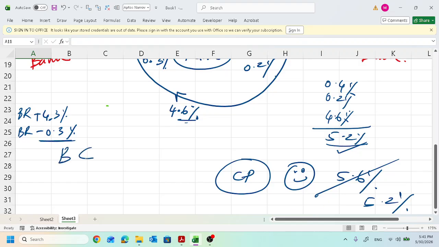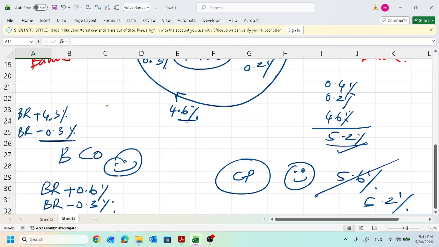B company is happy. Why? If they borrowed directly, they would have borrowed at Vertonia bank rate plus 0.6%. Now after bank charges and everything, they are getting at bank rate minus 0.3%. How did we achieve this?